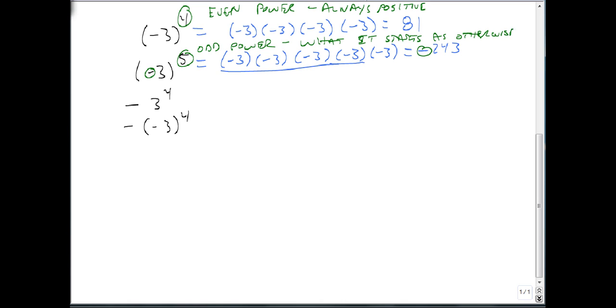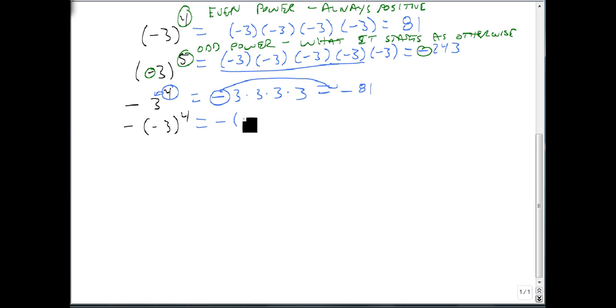So if we try and apply this rule on our next problem, though, we're going to make a mistake. A power only sees what's directly in front of it. So the 4 only sees the 3. This becomes minus 3 times 3 times 3 times 3. Well, 3 times 3 is 9. 9 times 3 is 27 times 3 is 81. But this negative sign follows through, and we end up with negative 81 because that negative was on the outside.